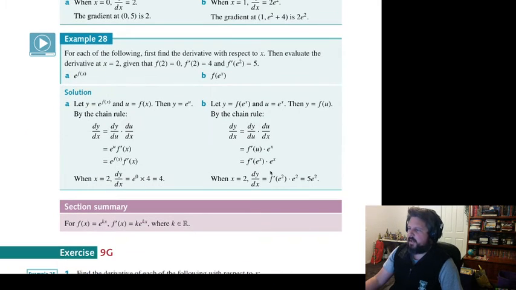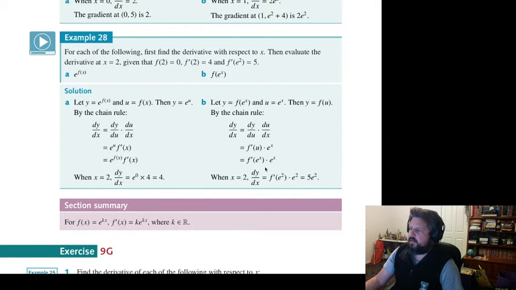Worked example number 28. Cool. What's it say here? For each of the following, first find the derivative with respect to x, then evaluate the derivative at x equals 2, which we can do. It says given that f of 2 equals 0 and f dashed 2 is equal to 4 and f dashed e squared equals 5, do the following. Perfect.